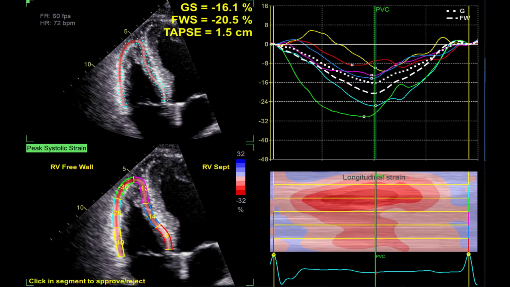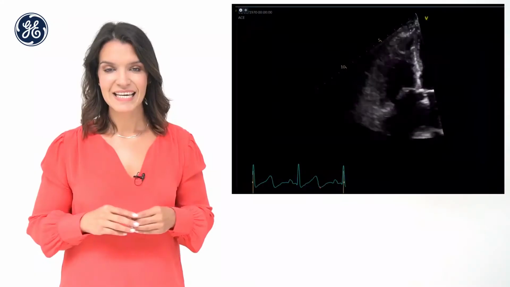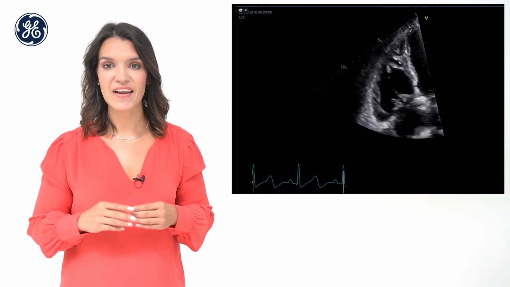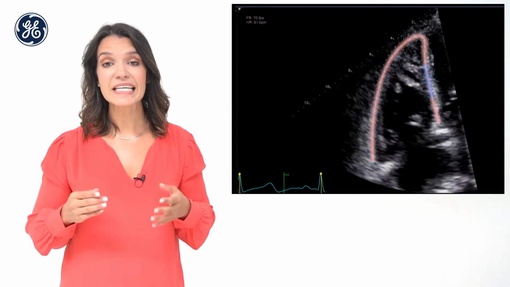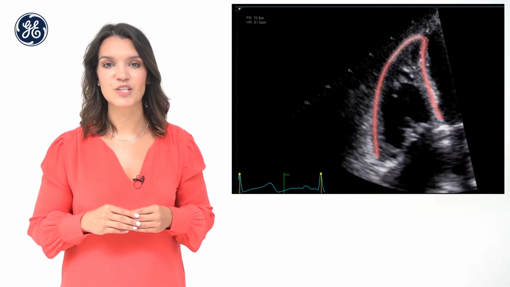of your patient. Our easy-to-read quad screen provides parametric image display, along with segmental values, strain curves, and a curved M mode showing strain curves over time, along with an easy-to-read display of the global strain, free wall strain, and TAPSE results.